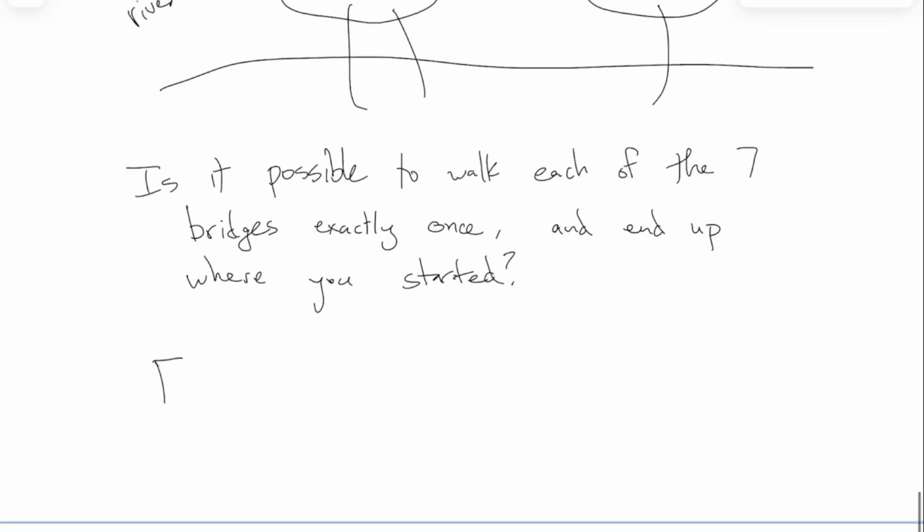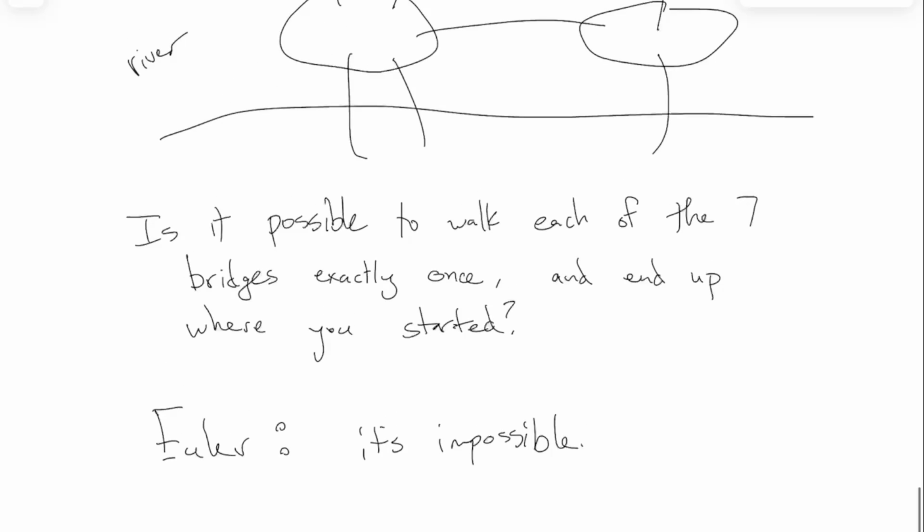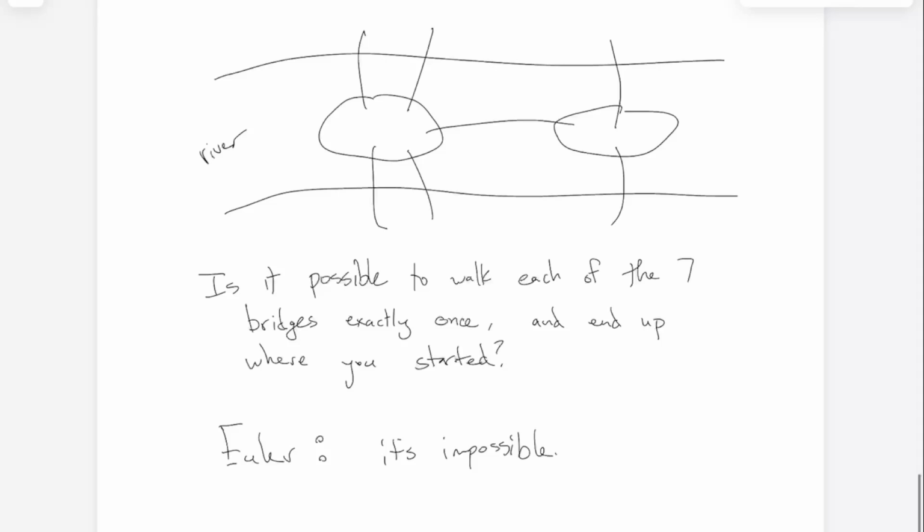Euler proved it's impossible. And how exactly did he prove that? Basically, he invented graph theory and used graph theory to analyze these connections here. All right, we'll talk more about this problem and how he did it next time.